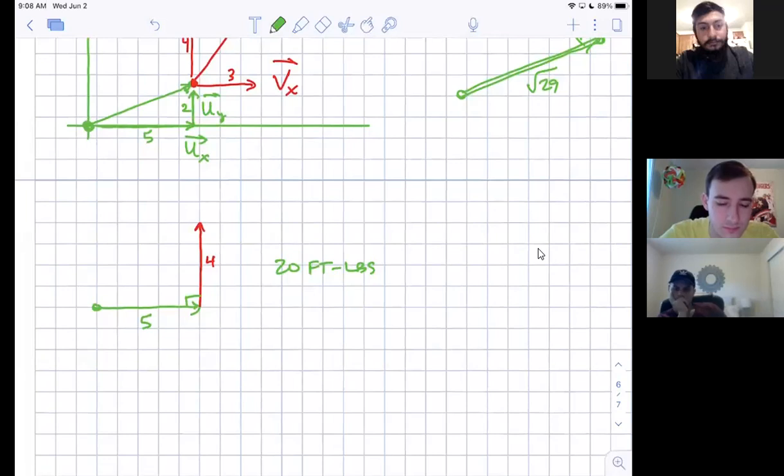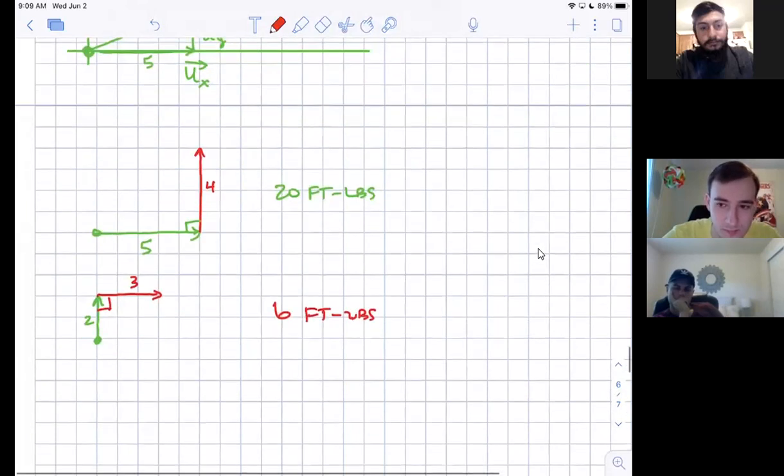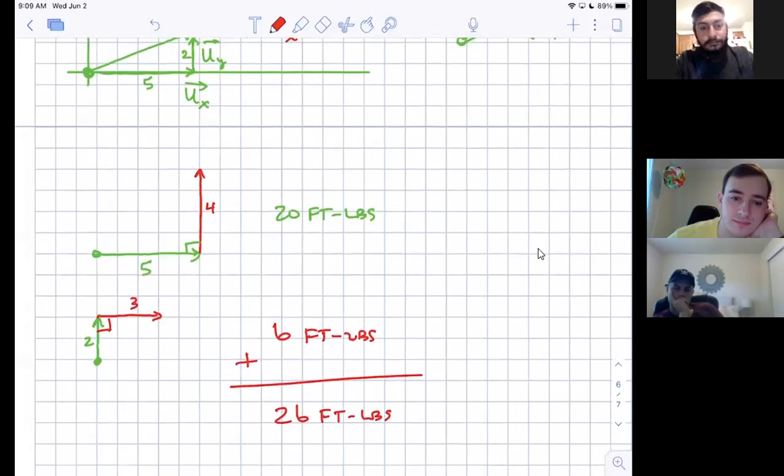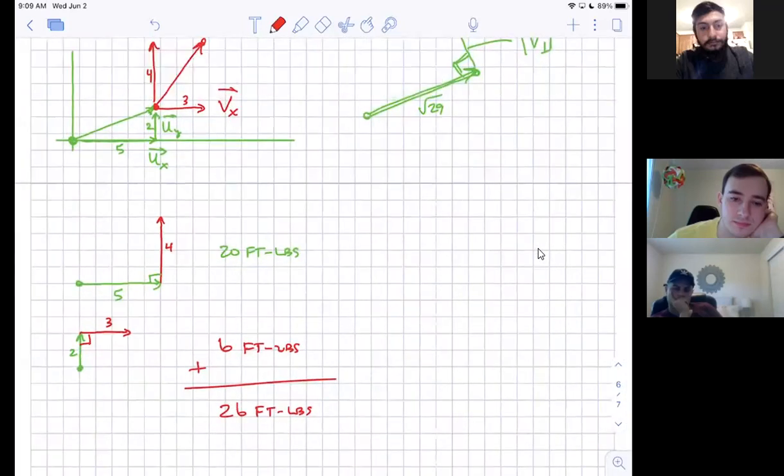But then what else do we have? Don't we also have a distance of 2 vertically? And isn't there perpendicular to that already? If I just move it over, a red vector of 3. Can you see that also working? In other words, that's 3 times 2. That's also perpendicular. So that's another 6 foot-pounds for a grand total of 30. I'm sorry, 26. Where did I get 30? That's the right answer to this question.